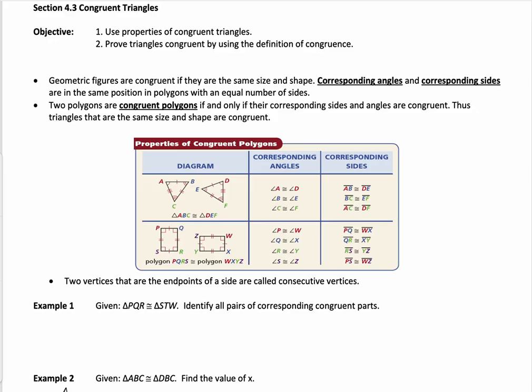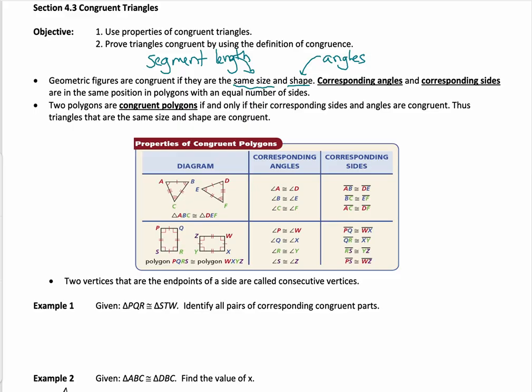What you see is the first bullet point, right? Geometric figures are congruent if they are the same size and shape. So when we say same size, we're thinking about the lengths of the segments that make up those shapes. And when we think about shape, we're thinking about the angles that make up that shape, right? Sometimes we have figures that have curves, like circles, and they don't have segments. But to start with polygons and triangles specifically, we're talking about segment lengths and angle measures.